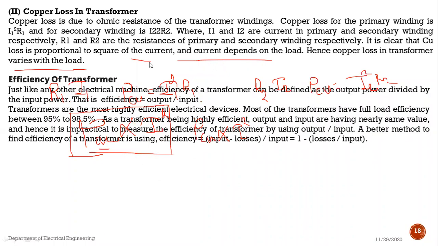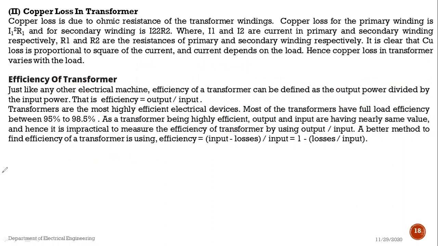Now the concept of efficiency. Do you know that efficiency is the output power divided by input power? We can define efficiency as the ratio of output power to input power. Like other electrical machines, the efficiency of the transformer can be defined as the output power divided by the input power. So we can represent efficiency as P out divided by P in.